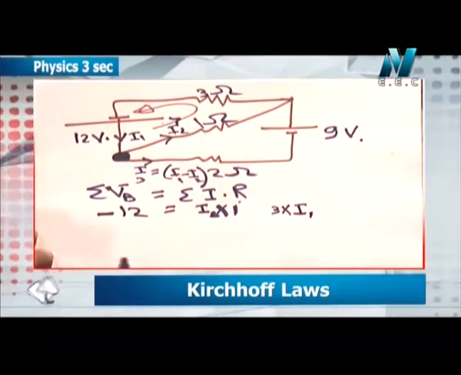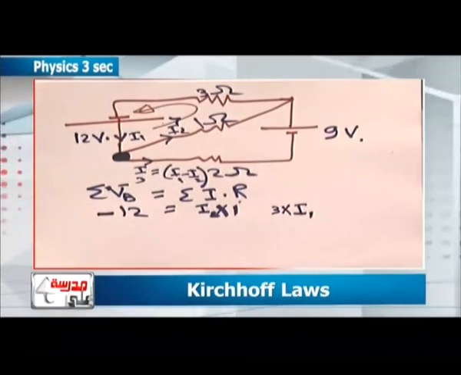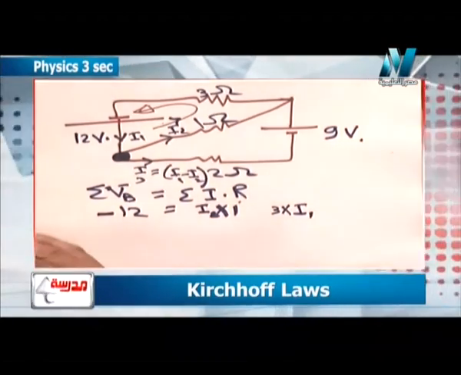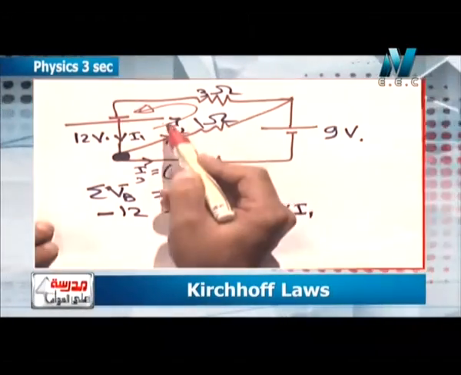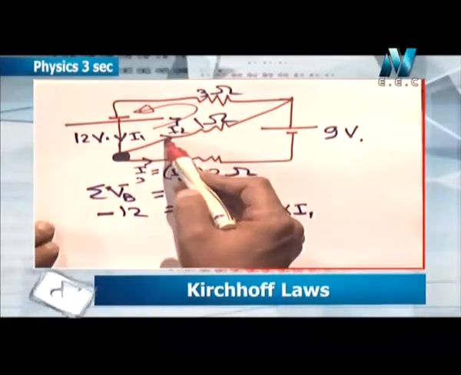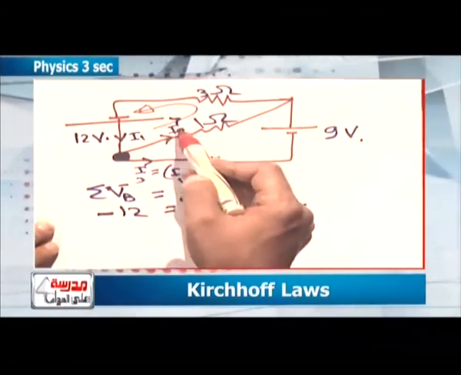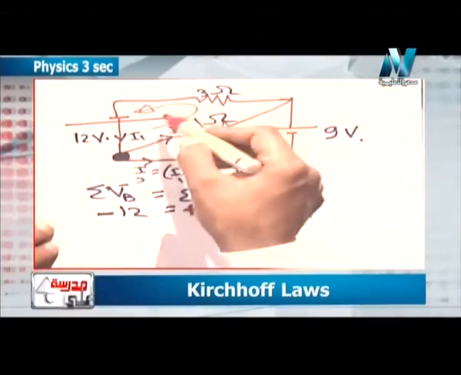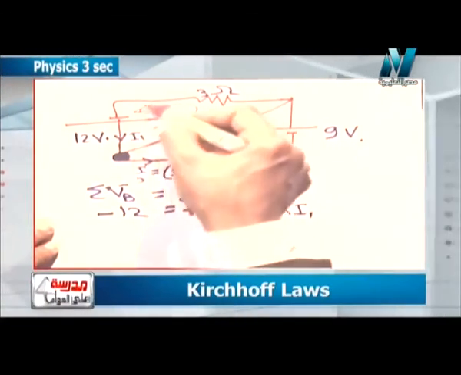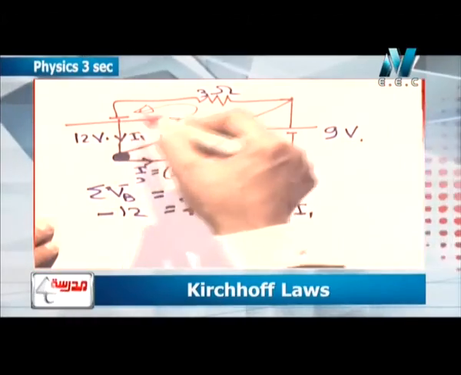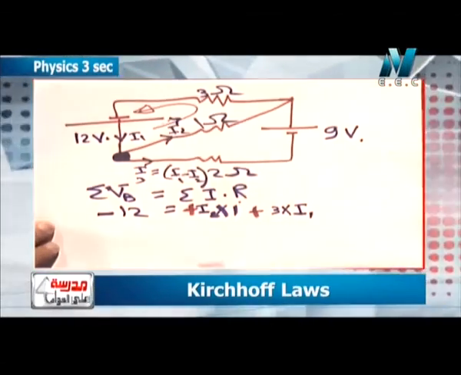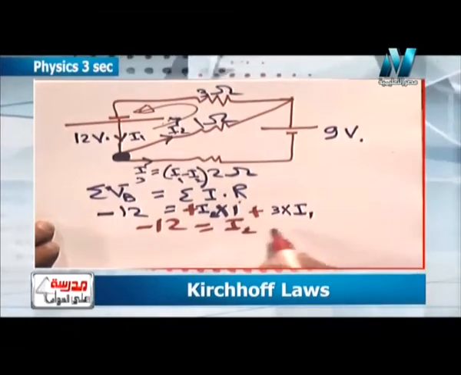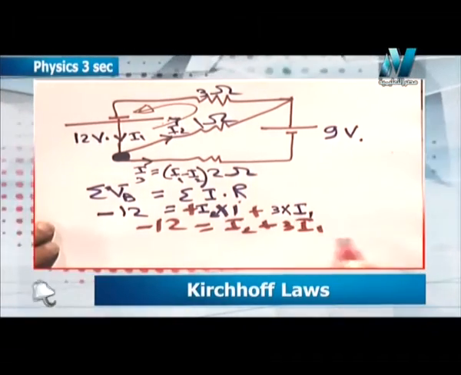What about the signs? Don't forget the signs. If the current is with the loop, positive. If the current is against, opposite to the loop, negative. Look at the current and the loop together. In the same direction, I2 is positive. What about I1? I1 goes down and the loop goes down also, with them, positive. So minus 12 equals I2 plus 3I1.